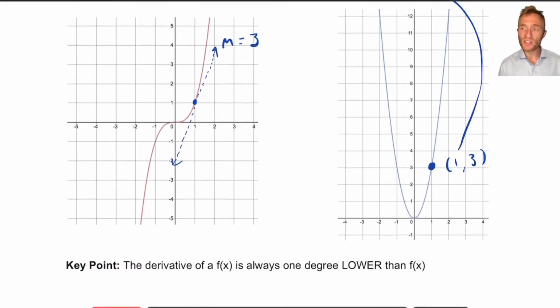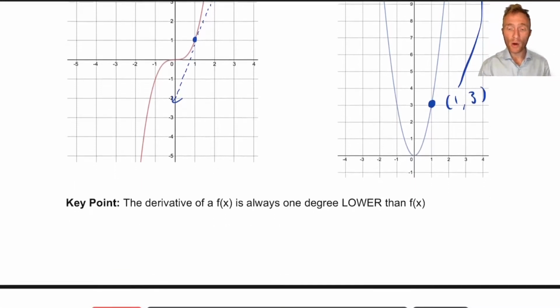So the key point I want us to take into starting the power rule, the derivative of a function, it's always going to go down 1 degree. If it was a sloped line with an x term, it goes to a flat line. If it was a parabola, the derivative is a line. If it was a cubic function, the derivative is a parabola. So you go down a level, and that's going to be the starting point for the power rule.